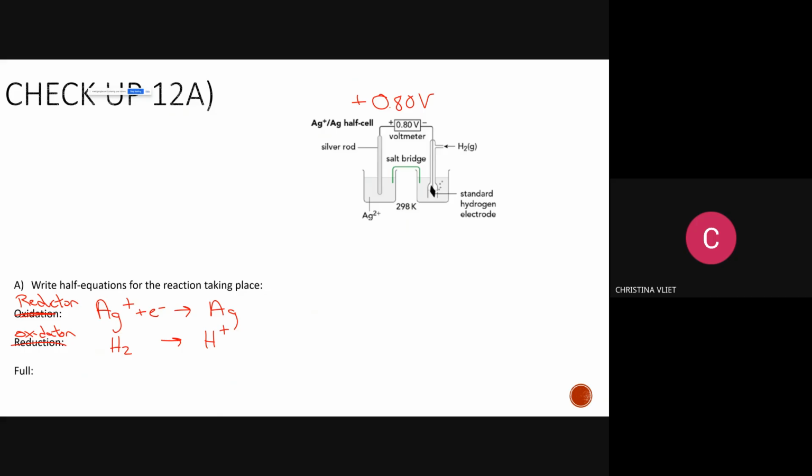Multiplying the reduction by 2. I know that only one electron is being transferred, so I could change this to a one-electron transfer to make my life easier. I would do 1 H+ here and then put plus e-, but you could also double everything and it would be the same. Up to you; less writing makes sense.